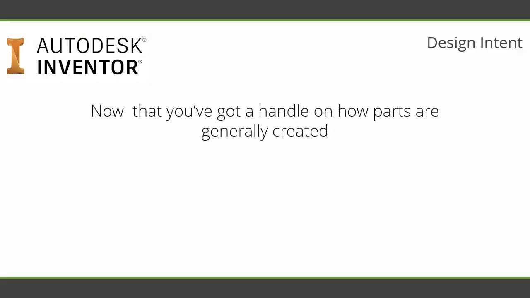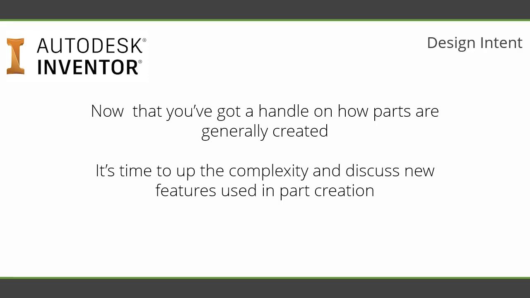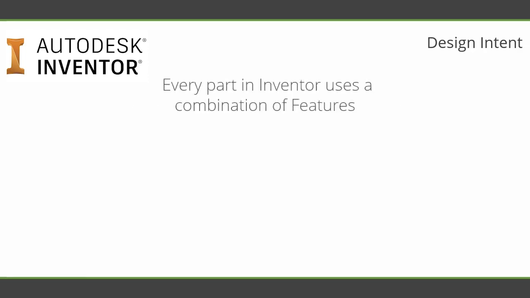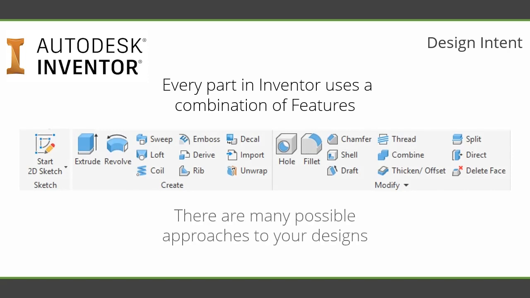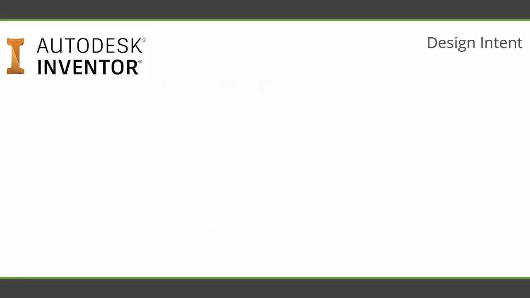Now that you've got a handle on how parts are generally created, it's time to up the complexity and discuss new features used in part creation. Since every part in Inventor is created using a combination of features, there are many possible approaches to your designs. Choosing the right approach for your model is called design intent.